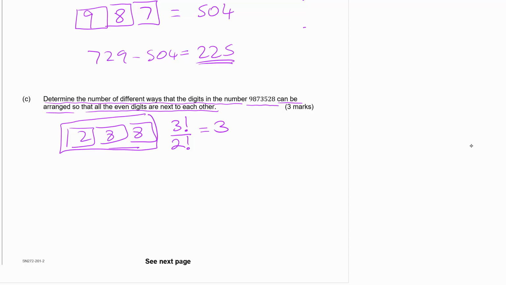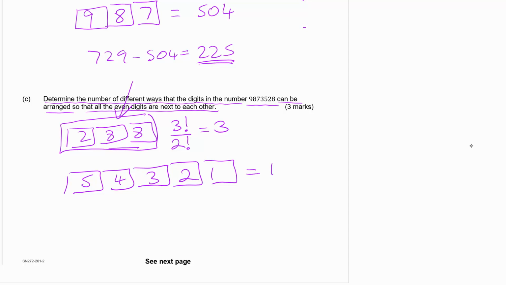The odd digits are all the same, and there are 4 odd digits. So we're arranging 5 things, the 4 odd digits and the block of even digits. So that's 5 times 4 times 3 times 2 times 1, which is 120. So there's 120 ways of arranging the block and the 4 odd digits, but the block can be rearranged 3 ways for each of those choices. So 3 times 120 is 360.